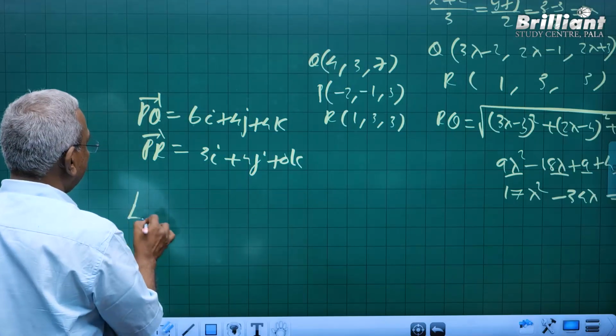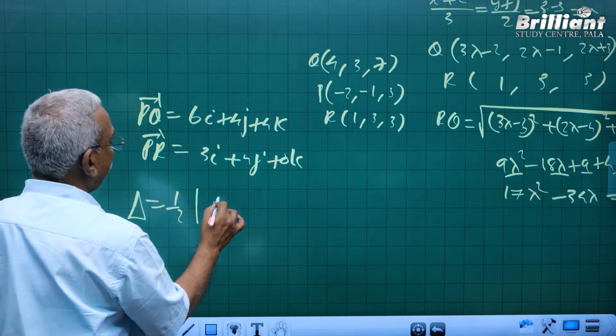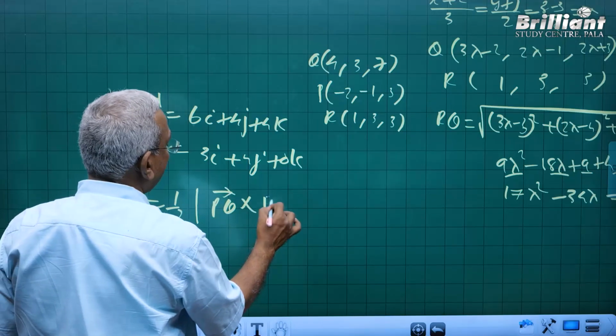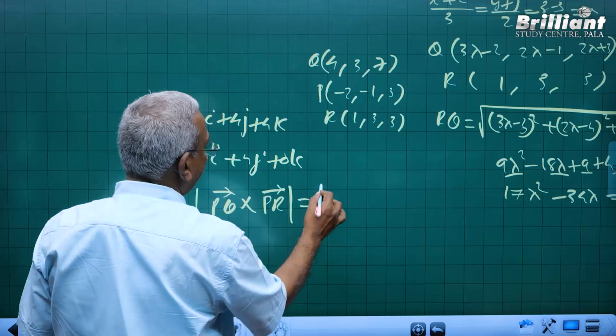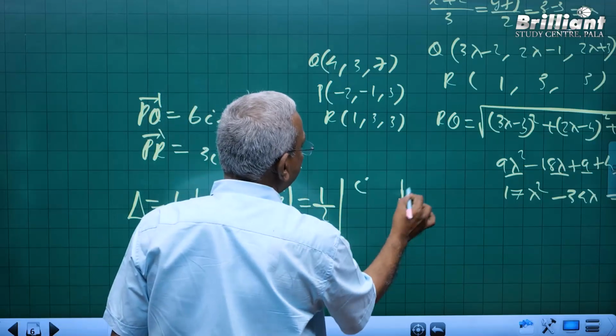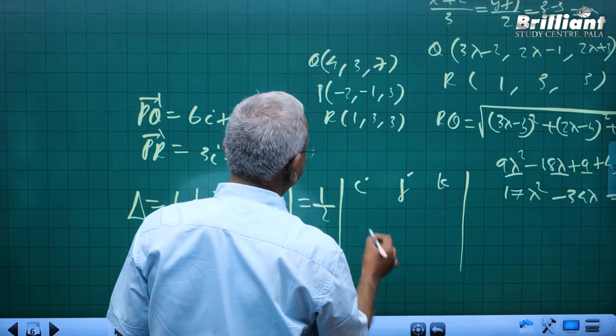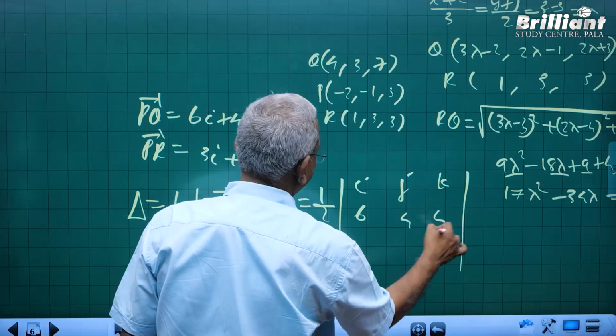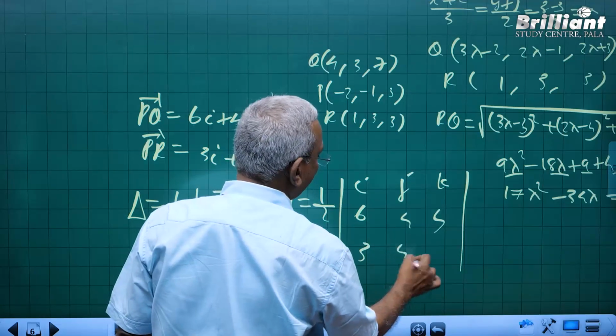Now area is equal to 1 by 2 into the modulus of PQ cross PR, which is equal to 1 by 2 into the determinant of i, j, k; 6, 4, 4; 3, 4, 0.